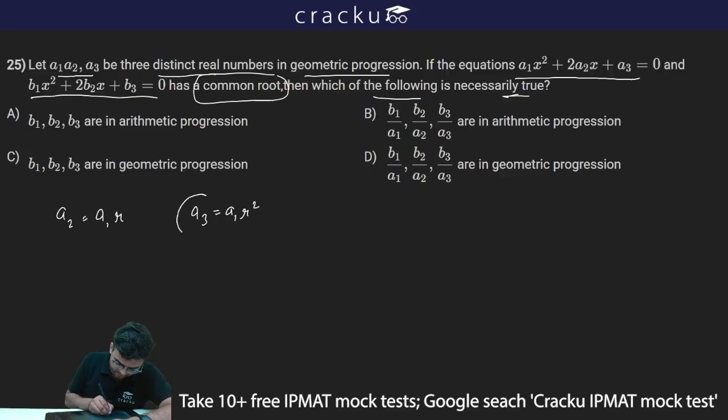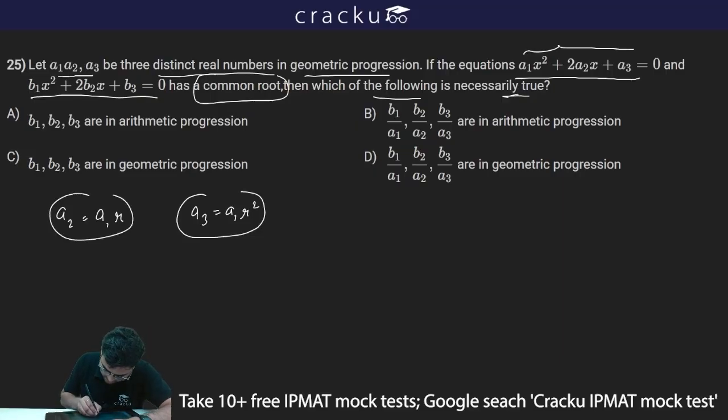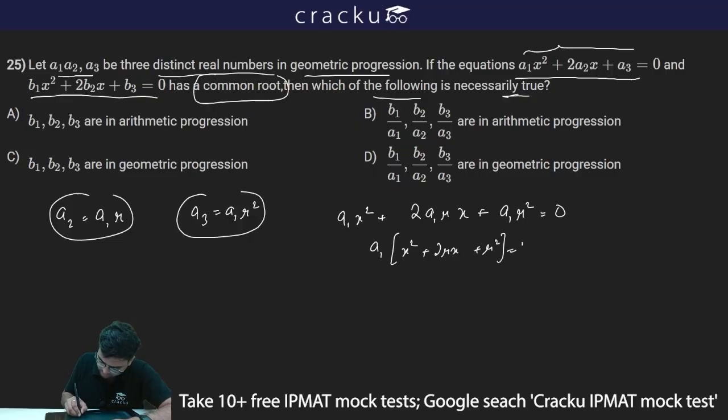So if I substitute these values of a3 and a2 in this equation, what I'll get is a1 x square plus 2 into what is a2? a2 is a1 into r. So 2 a1 r x plus what is a3? a3 is a1 r square. So this is a1 r square. This should be equal to 0. Now from this entire equation I can take a1 out. So this becomes a1 into x square plus 2rx plus r square should be equal to 0.